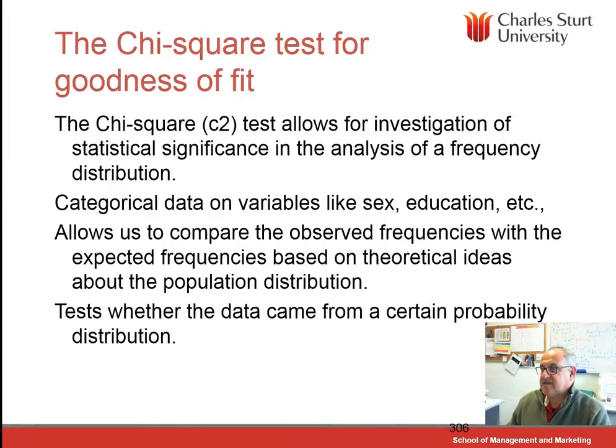So the chi-square test, as I talked about earlier, allows for the investigation of frequency data, things like sex, education, and so on. It's really a comparison of observed frequencies with expected frequencies, where the expected frequencies assume the categories are equal. In other words, men and women wear the same number of green jumpers as expected, and of course the observed is what is actually occurring in the building. It tests whether the data come from a certain probability distribution, which is called the chi-square.